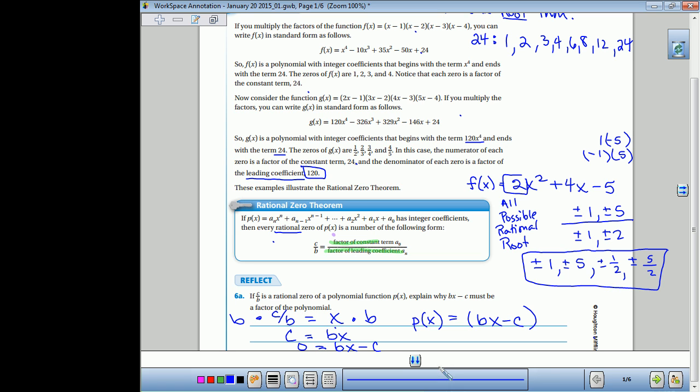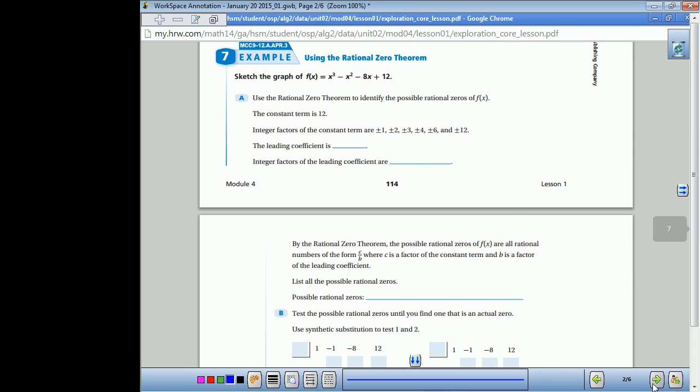It may not be the only one. Okay, so we already know this, don't we? We actually did it in terms of a and b instead of b and c. But you guys know how we do negative b over a. This is the same thing, isn't it? Okay. All right. Let's flip over to example 7.